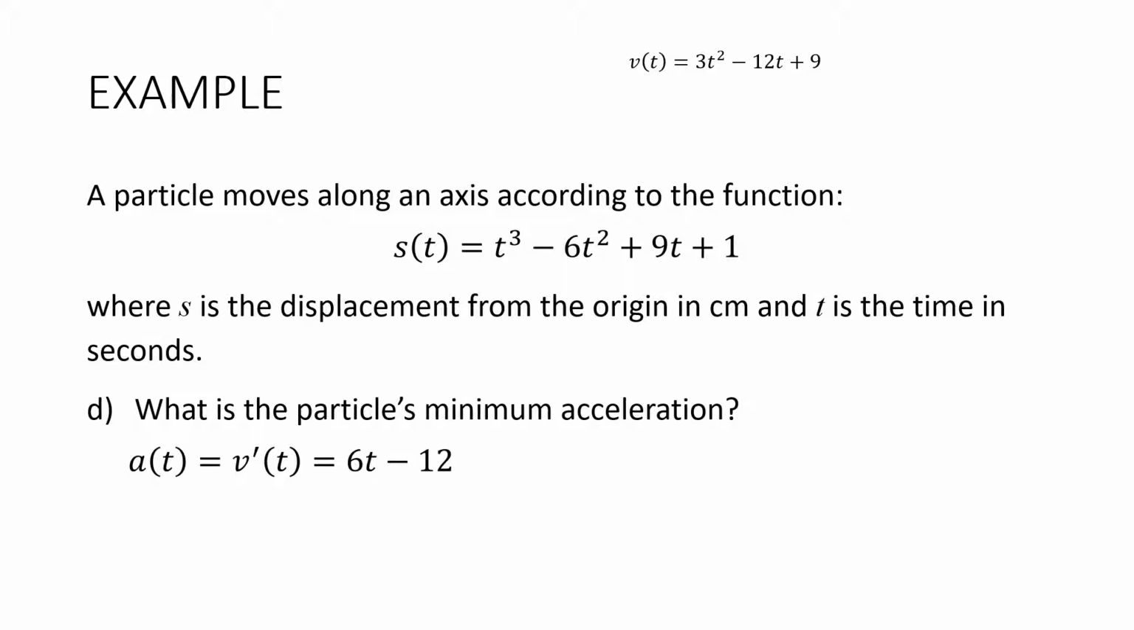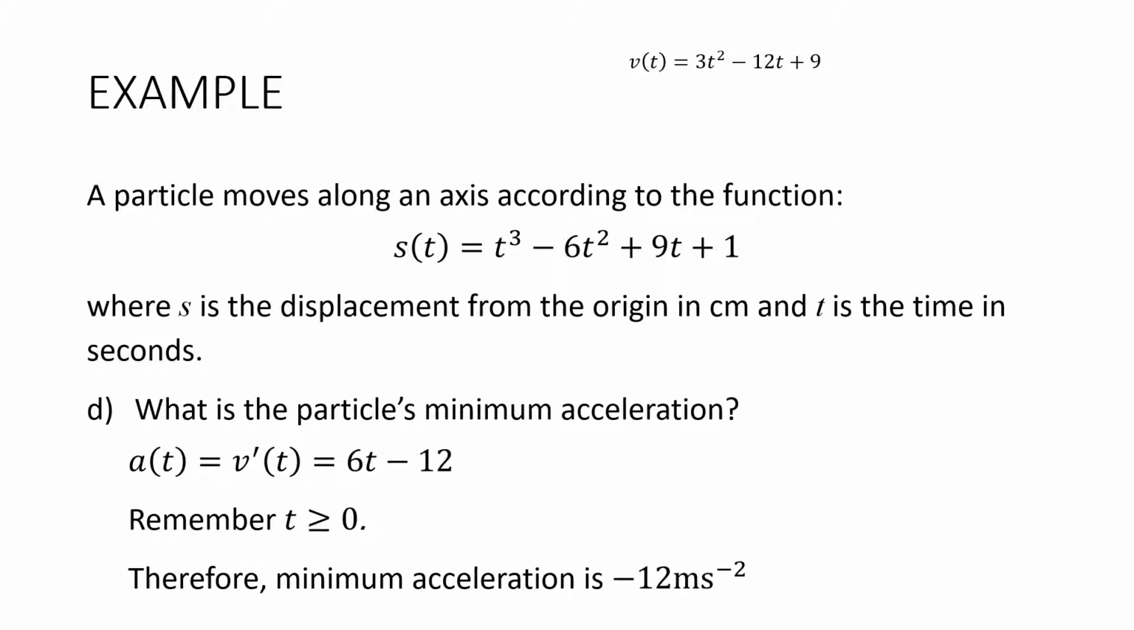Now remember, time is going to be always positive. So it's going to start with 0 and then keep going. So we want to know when this is going to be the smallest that it can possibly be. And the smallest will actually happen when t is 0. It'll wipe that out and we'll get -12. So the minimum acceleration is -12 meters per second squared.